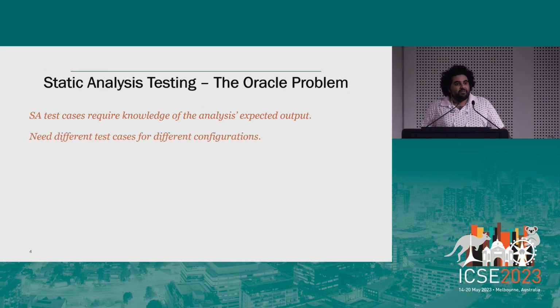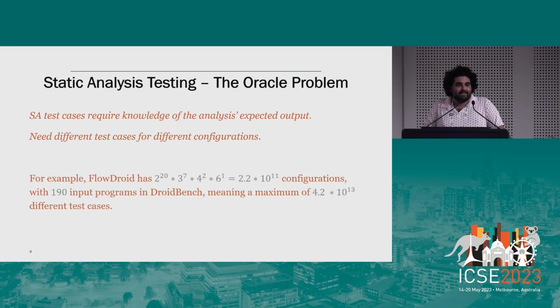The naive approach for testing a configurable analysis would just be to have a separate test for each configuration. But as anybody who's worked in CIT knows, this is infeasible. I have some math up here showing how if we did the naive approach with Flowdroid, we would need 4.2 times 10 to the 13 different test cases for its test suite.